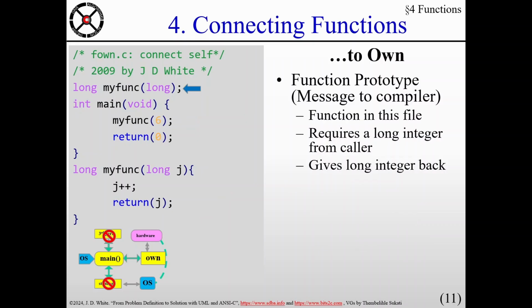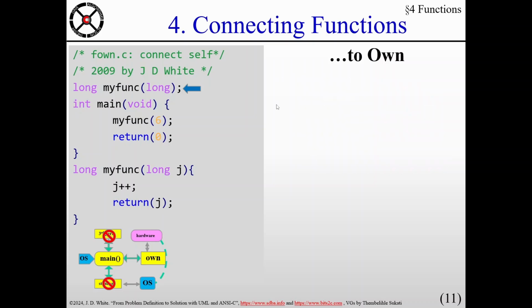This is a message to the compiler. Hey, look for a function myfunc in this file. It's going to require a long integer from the caller, and it's going to give back a long integer to the calling program. And its name is myfunc. That's the function prototype for myfunc.